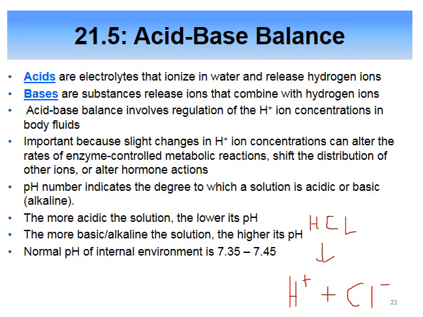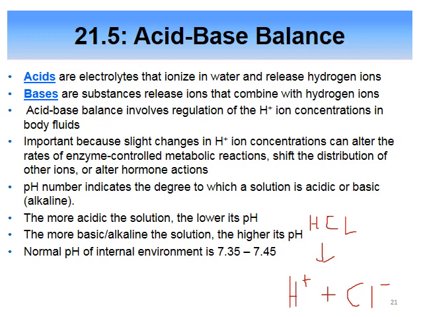Bases are substances that release ions that can combine with hydrogen ions. So if you had something like NaOH, which would be sodium hydroxide, you'd have an Na+ ion, which would be sodium, and an OH-, which would be oxygen hydrogen. The OH- is looking for another positive charge, so it can pick up hydrogen, which is your acid, and now you have H2O, which is neutral. Okay.